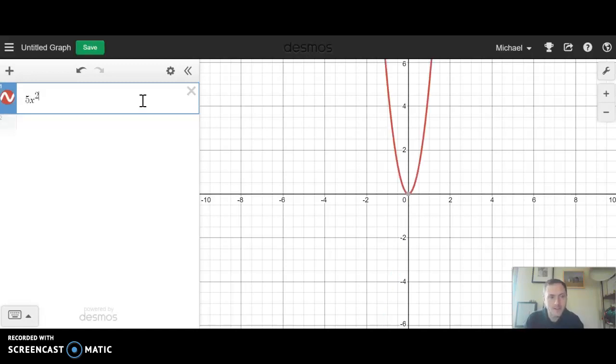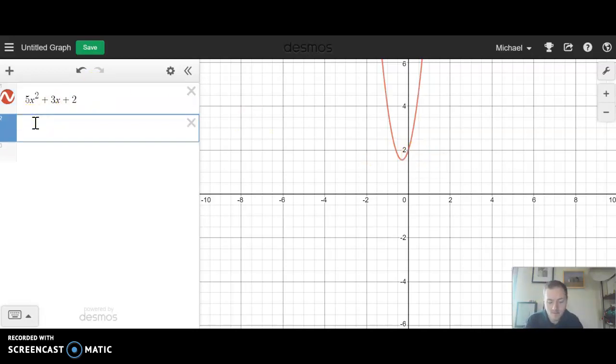So I'm just going to make one up here, 5x squared plus 3x plus 2. And I can see that my y-intercept is 2. So I'm actually going to answer question 5 now that you have some time to think about it. At the y-intercept, what's the x value there? It's 0. So if the x value is 0, if I plug in 0 for each of these here, I get 5 times 0 squared plus 3 times 0 plus 2.